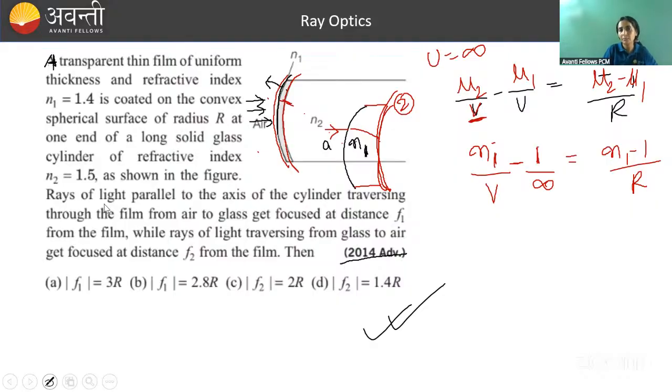For the second surface, the object will be... ठीक है, so चलो अब सेकंड सरफेस के लिए हम use करते हैं। For the second surface, the incident light is in medium N1, and refracted light will go in N2. So let's use here N2 by F1, because finally it is getting converged.